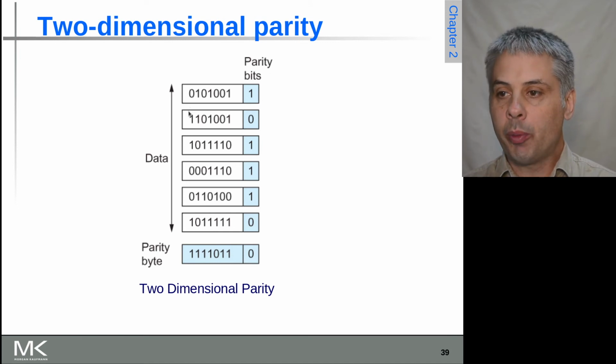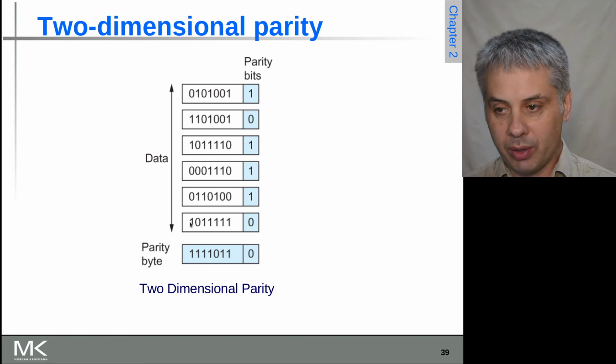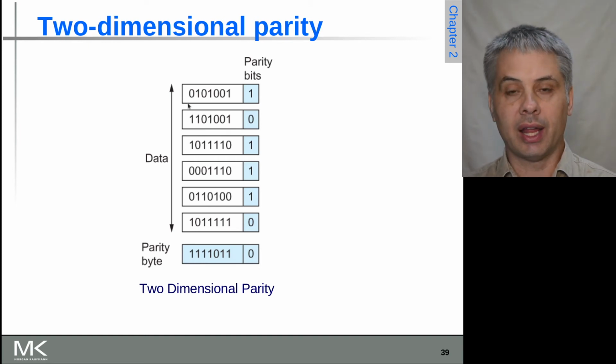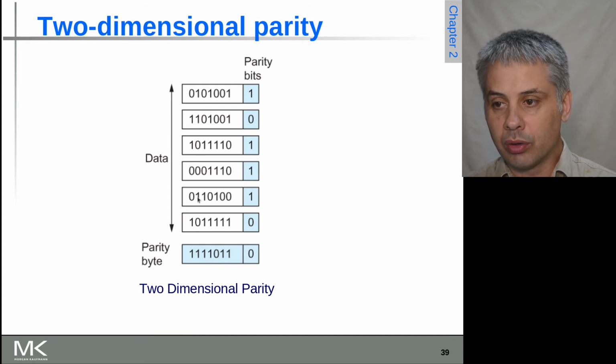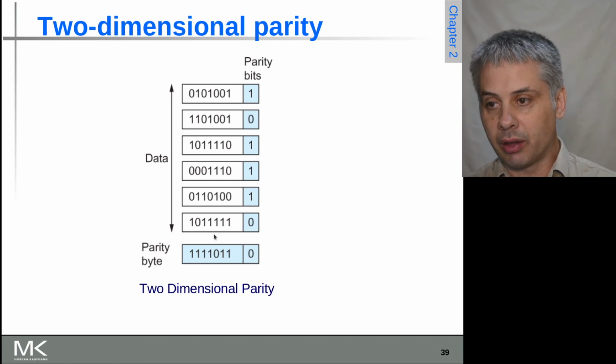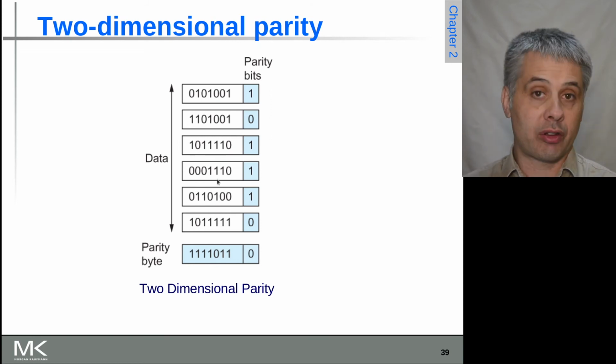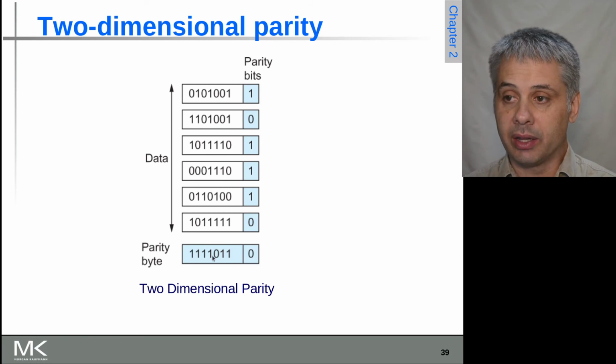Now, if we do the same thing in the opposite direction, we can see 1, 2, 3 ones. That's odd. We need an extra 1 to make it even vertically in the second dimension. Likewise, 1, 2, 3. So we need an extra 1. 1, 2, 3. We need an extra 1. 1, 2, 3, 4, 5. We need an extra 1. But this one has 4. That's already even. So we don't need an extra 1. So we put a 0 in down there.